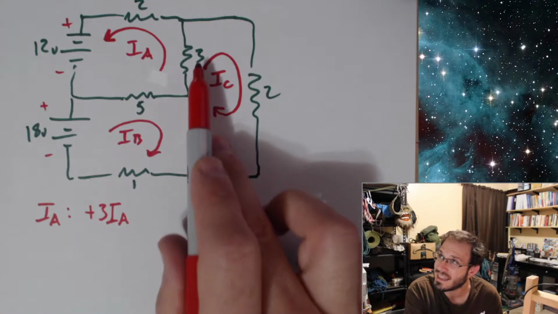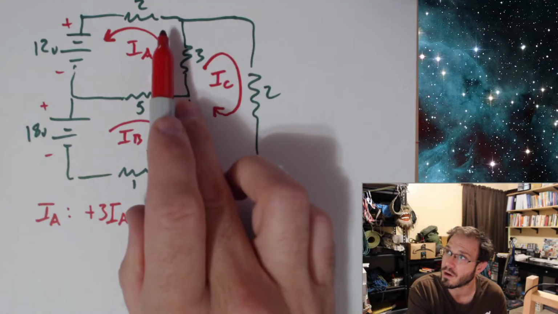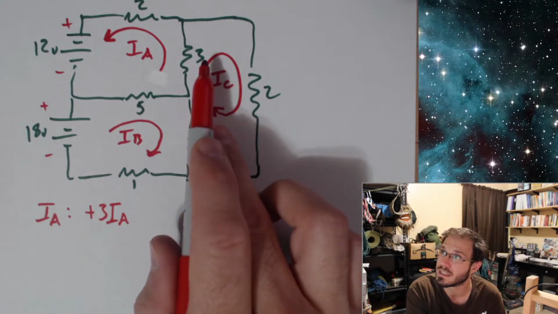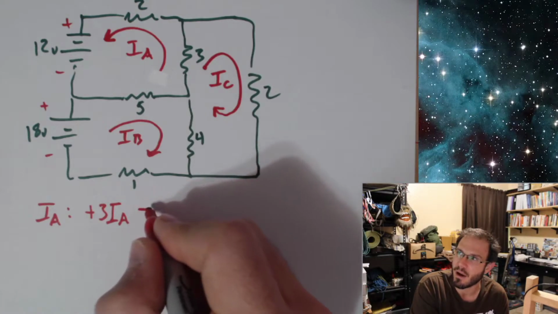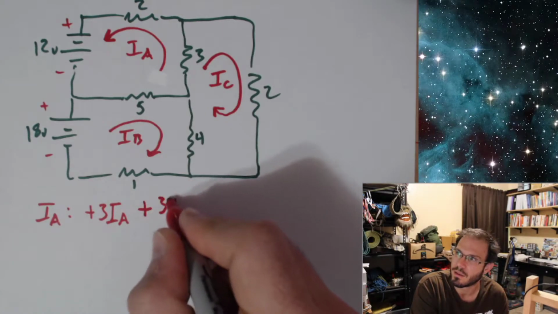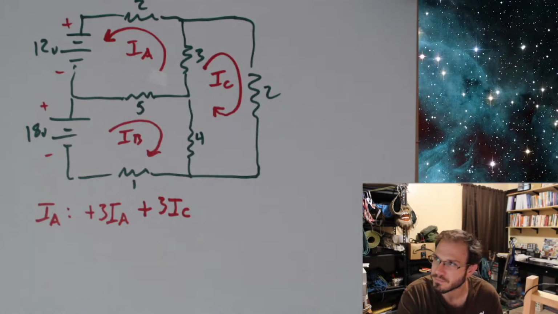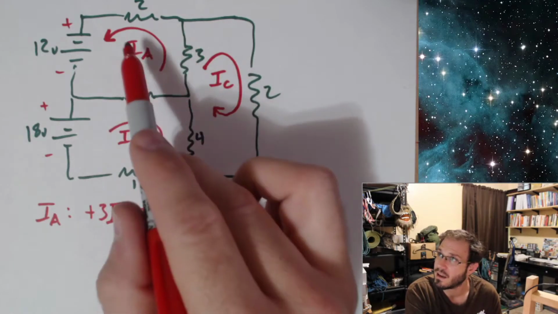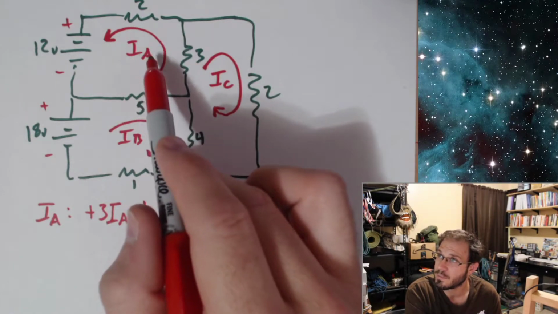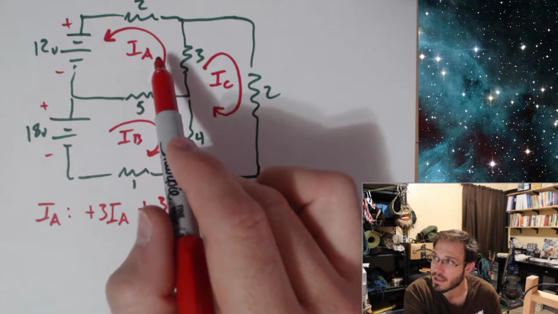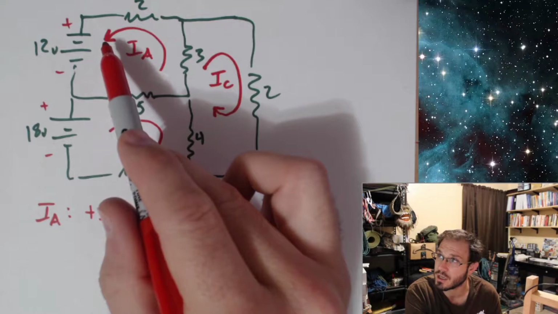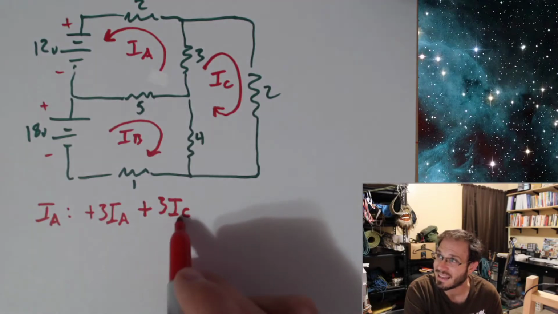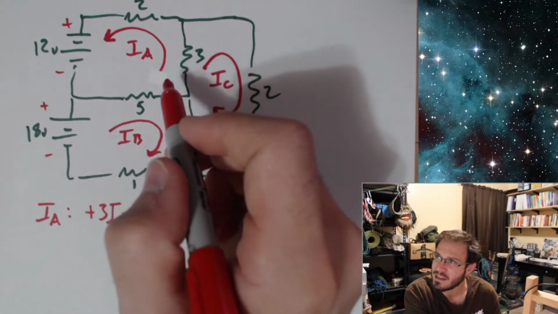IC is now going in the same direction. IA was going upward through the 3 ohm resistance. IC is also going upward through the 3 ohm resistance. So at this point, it is now plus 3IC. Okay, so two things that I just showed. The fact that the voltage with respect to IA is still positive even though we reverse the direction of the mesh current, but also because now both of these are going in the same direction, we add the IC to that. And let's actually finish up this loop.